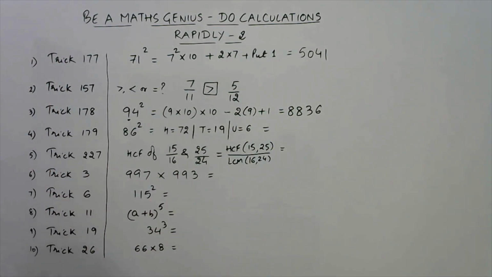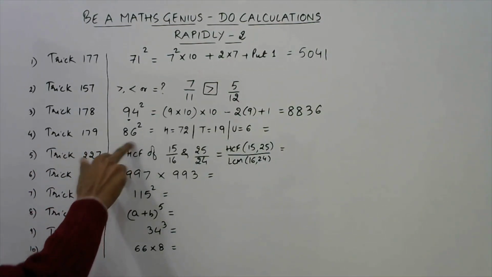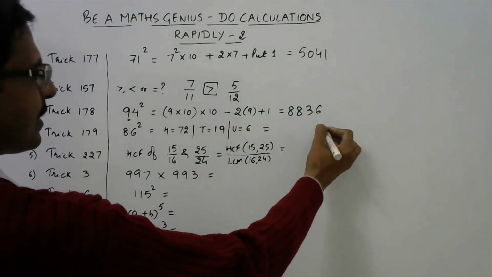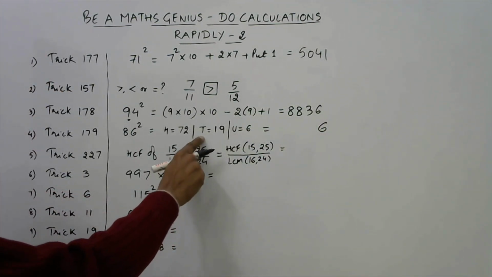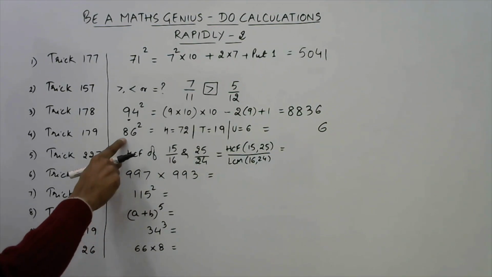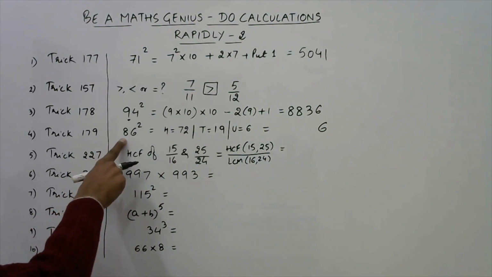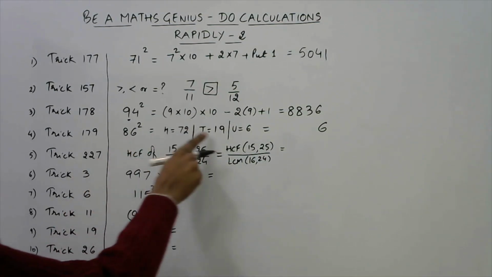Now let's have another trick, number 179, which deals with squaring numbers ending with 6. How do you do this? The unit digit is always 6. The tens digit, this is important, 8 plus 1, 9. Double of 9 is 18 and then again add 1. Once again, 8 plus 1 is 9. Double of 9 is 18 and 18 plus 1 is 19.